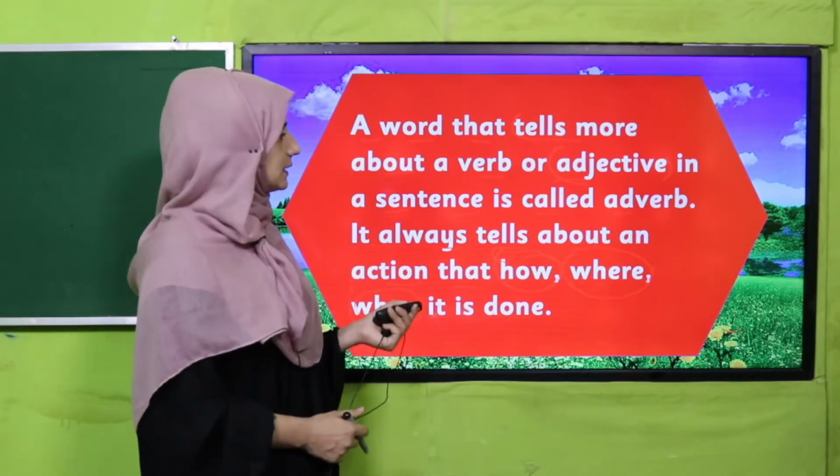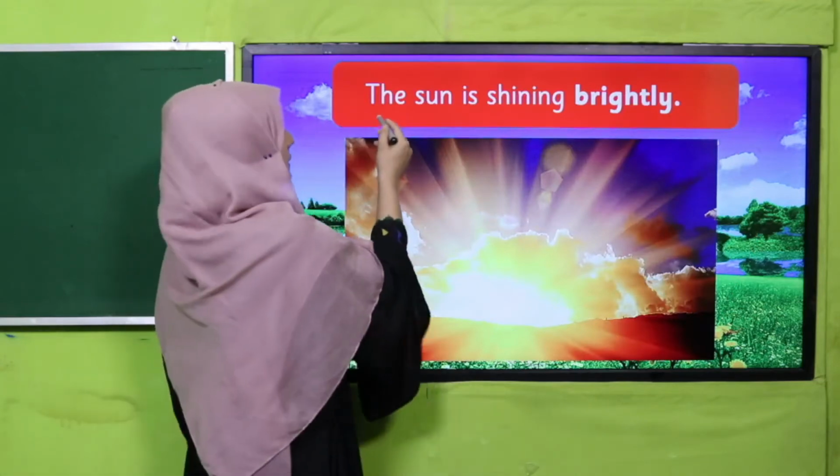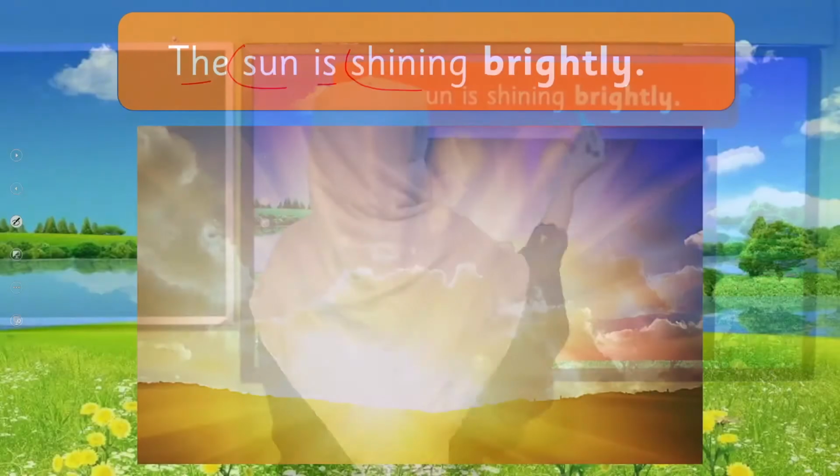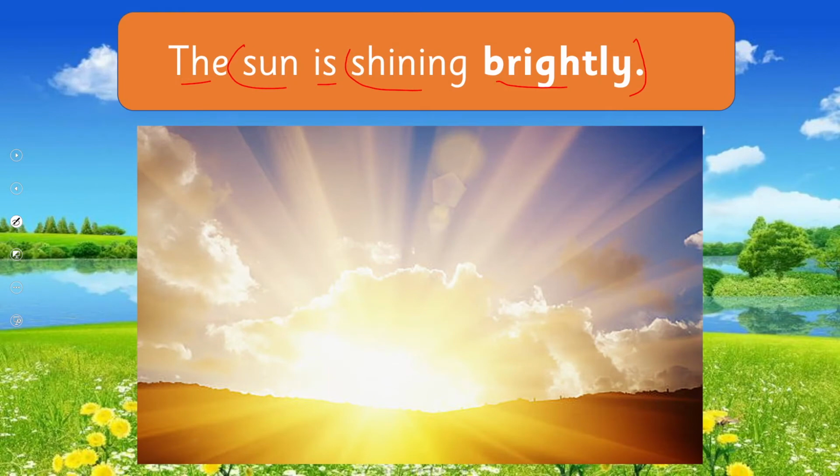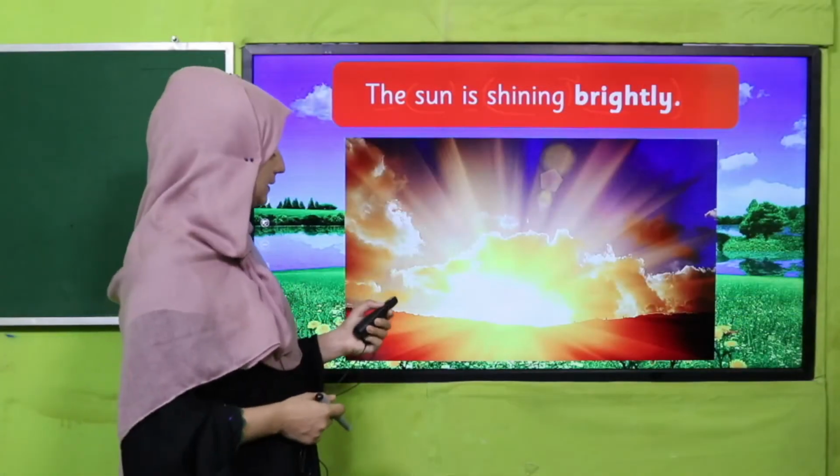So let's see a few examples. The sun is shining brightly. Yes, my dear students, can you guess what this sentence is telling us? The sun is shining brightly. Shine is a verb, and what is that? Brightly. It's telling us how the sun is shining.